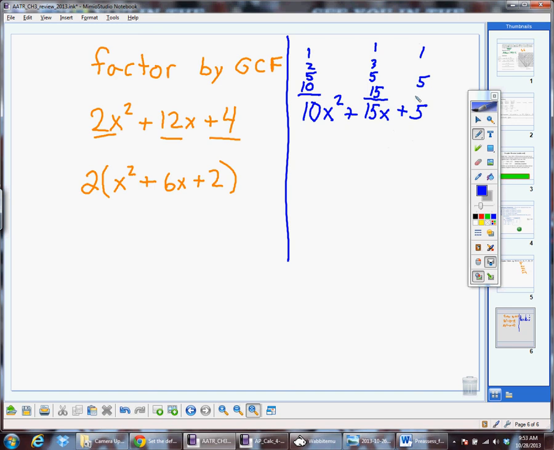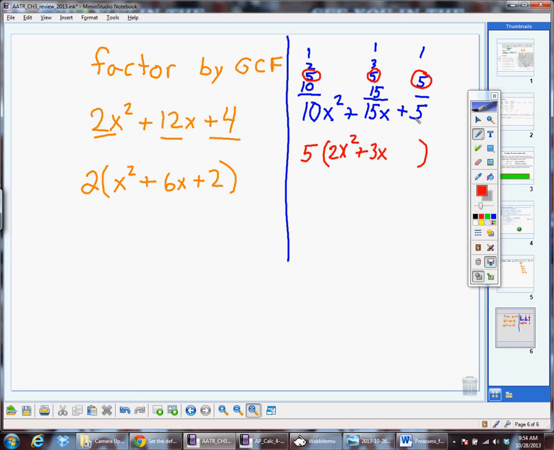So now looking at all three of these lists, which number is the same in all three lists? Well, 5 is here, here, and here. Yes, there are 1s, but the greatest number is 5. So I'm going to pull out a 5. And essentially all you do to figure out what's left is you divide. 10 divided by 5 is 2. So I have a 2 left, 2x squared. And 15 divided by 5 is 3. So I have a 3 left, and don't forget your x.